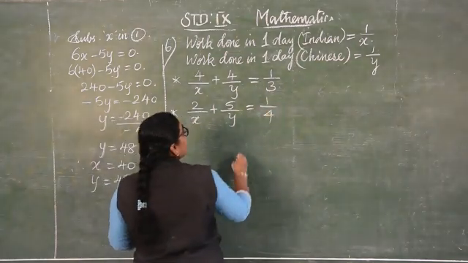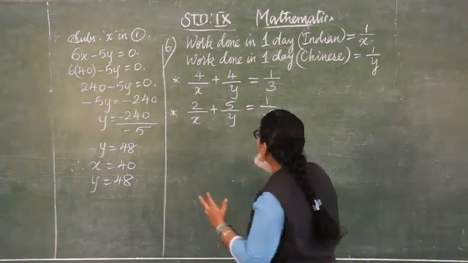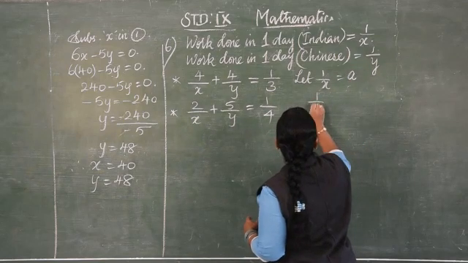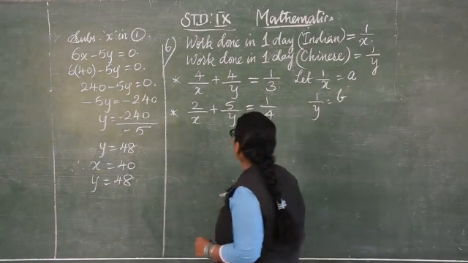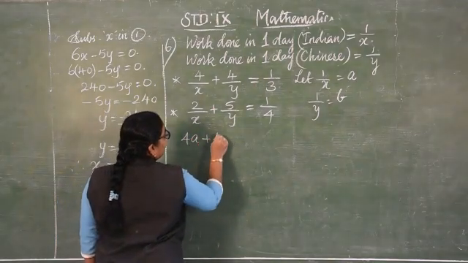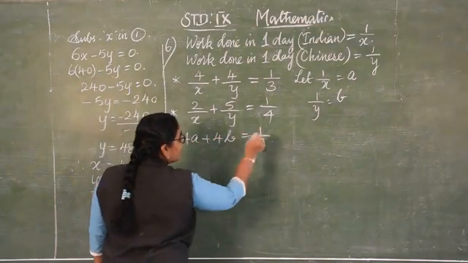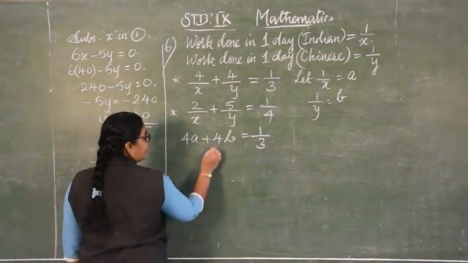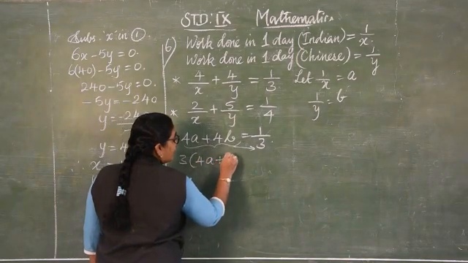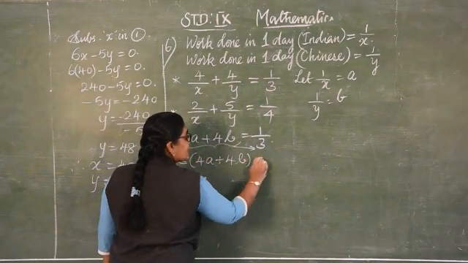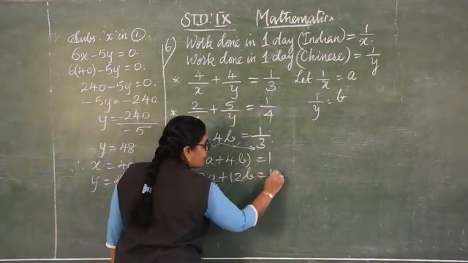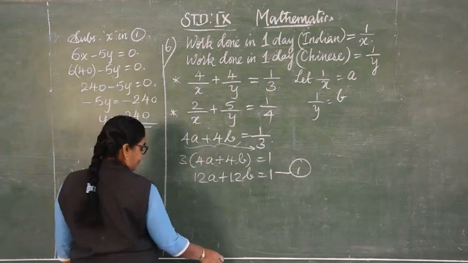So 1 by 4. Now 1 by x and 1 by y we can't do directly, so let 1 by x is equal to a and 1 by y is equal to b. How will we represent the first equation now? 4a plus 4b is equal to 1 by 3. Cross multiply all the things to this side. 3 into 4a plus 4b is equal to 1. So 12a plus 12b is equal to 1. This is your first equation.